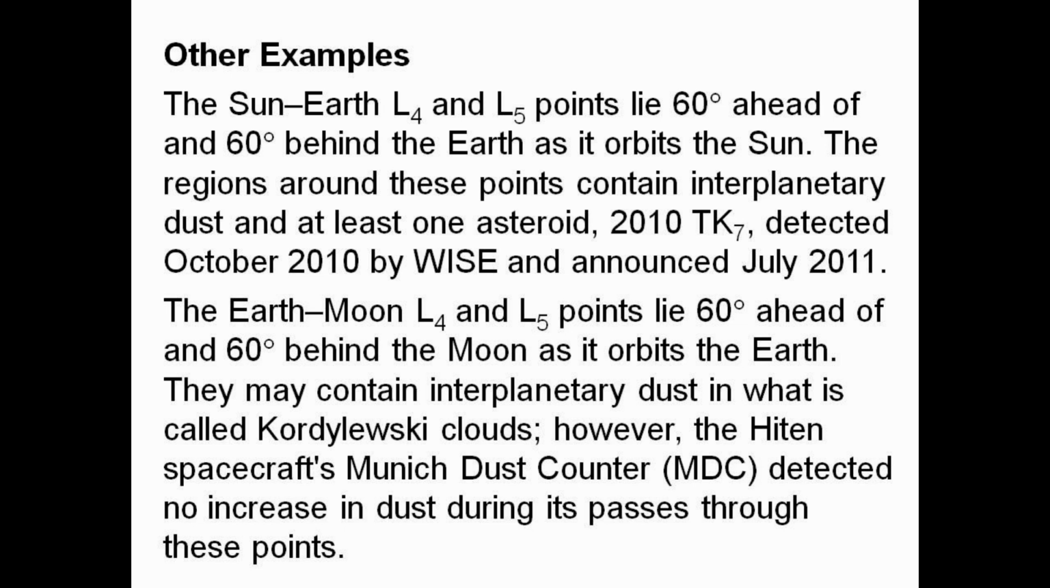Now, the Earth-Moon L4 and L5, 60 degrees ahead and behind the Moon. There should be interplanetary dust in those spots as well, and in fact, they're even called the Kordylewski clouds. Unfortunately, they named something that's kind of turned out to not be there, because the Japanese Hiten spacecraft went through there a number of times and did not detect any increase in dust as it was going through there. So either the spacecraft was malfunctioning, although it seemed to work elsewhere, or there's no significant accumulation of dust at the Earth-Moon L4 and L5 points.